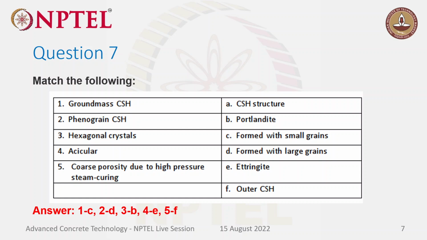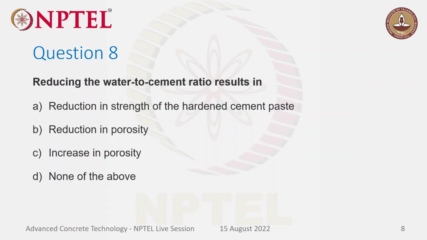Let's move to the next question. Question 8. Question 8 is very simple and very direct. I hope if you guys have followed week 3 content, then you should give the right answer for this question. Reducing the water to cement ratio in cement paste results in what phenomena? What will be the result if we reduce the water to cement ratio?